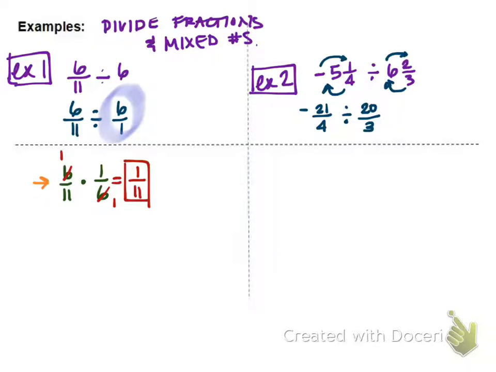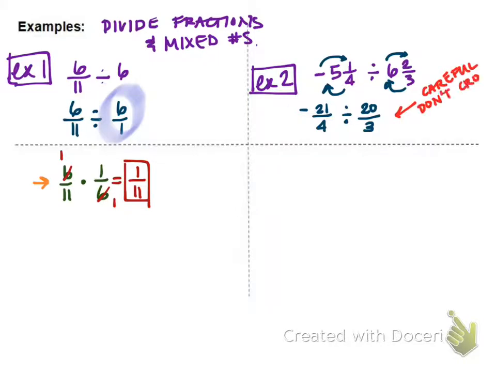So I do get 2 improper fractions, so -21 over 4 divided by 20 over 3. At this point, all I've done is step 1. I've converted my mixed numbers into improper fractions. Step 2 is when I make the change into multiplication, leaving the first fraction the same, and taking the reciprocal of the second fraction.